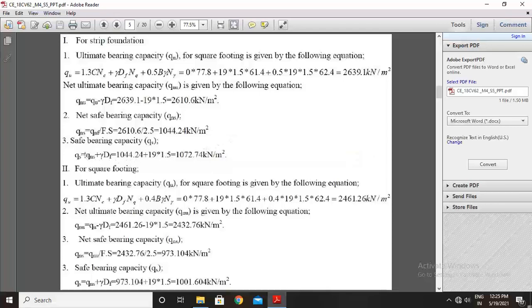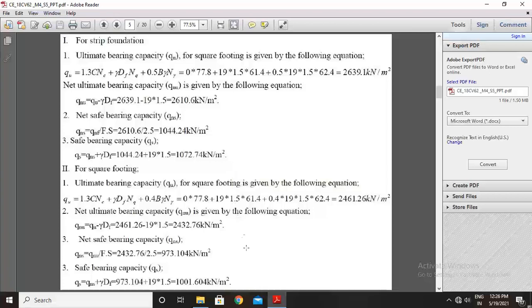Next, you calculate safe bearing capacity QS, given by the relation QS equal to QNS plus gamma into Df. So here QNS is 1044.24 plus gamma is 19 into Df is 1.5. The answer we are getting is 1072.74 kilonewton per meter square. This is for strip footing. Safe bearing capacity is this much in kilonewton per meter square.